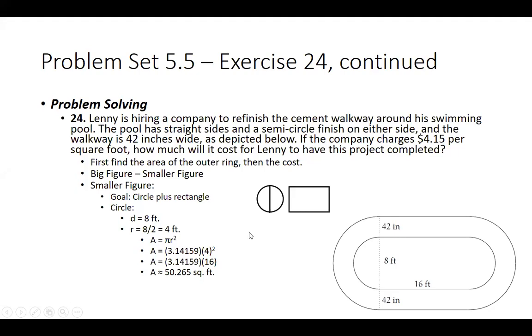Now on to the smaller figure. Circle first, we can see that the diameter of the small circle is 8 feet, so the radius would be half of that. It would be 4 feet. Area of the small circle is going to be pi times the radius squared. That's 3.14159 times the square of 4. 4 squared is 16. 16 times 3.14159 is 50.265 square feet.